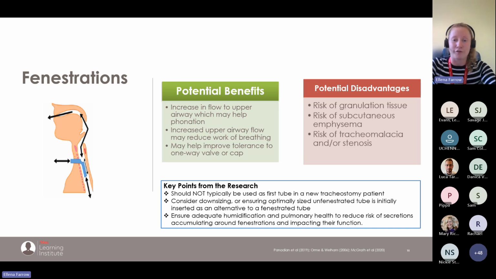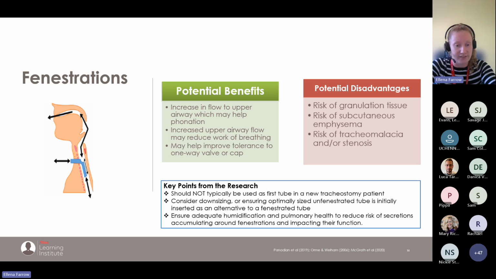So we've just got a little overview here of the potential risks and benefits of fenestrated tubes. At the moment, there is a limited library of research in this area, but this is what we can currently draw from the research that is there. In terms of benefits, the fenestrations do allow an increase in airflow to the upper airway, which can help phonation. It could reduce the work of breathing, but we don't have any values in terms of how much the flow rate is increased by the presence of fenestrations and how significant that actually is for outcomes. So it would make sense that that increased airflow might help improve tolerance to one-way valves or capping in patients who are struggling to tolerate those during weaning.